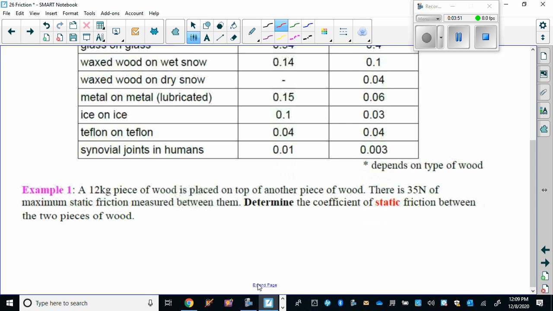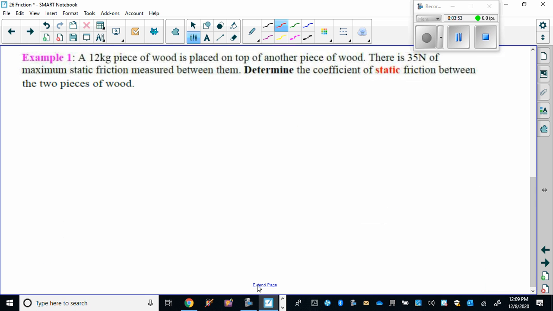Let's get on to some problems that involve friction. A 12 kilogram piece of wood is placed on another piece of wood. There are 35 newtons of maximum static friction measured between them. Determine the coefficient of static friction between the pieces of wood. In this question, we're asked to find mu. We don't know what mu is.